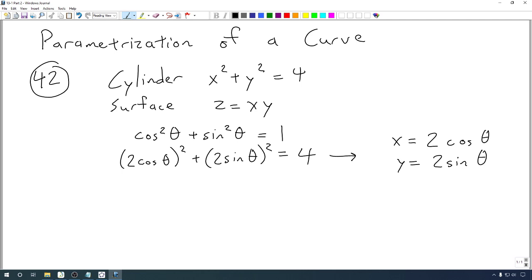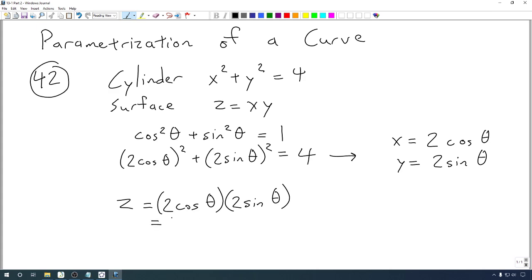And we can basically just take those as the first two component functions of parametric equations for this curve. Now, of course, that doesn't give us our z value, but we have a formula for z in terms of x and y. Basically, z is going to equal this x, so 2 cosine theta, times this y, so 2 sine theta.